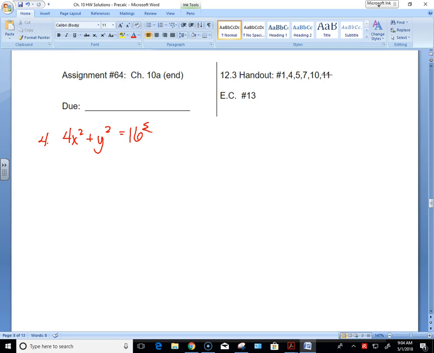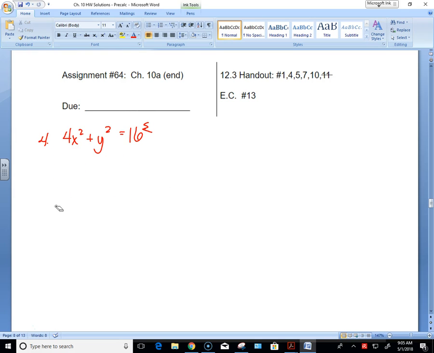What do I want? Don't I want x minus h? Don't I want division? And I want a 1. How do I get a 1, guys? Divide everything by 16, exactly. So dividing everything by 16.